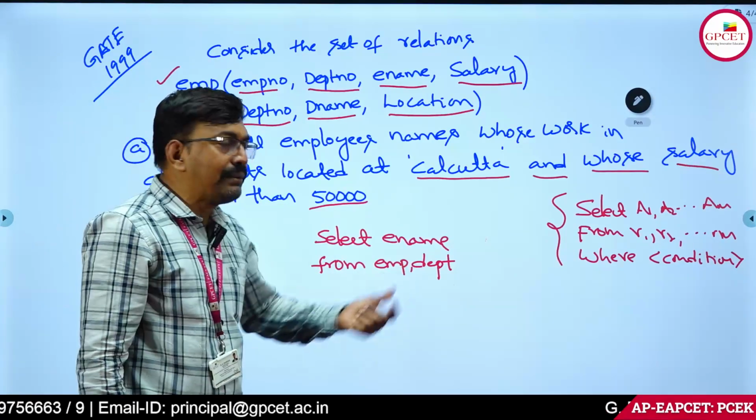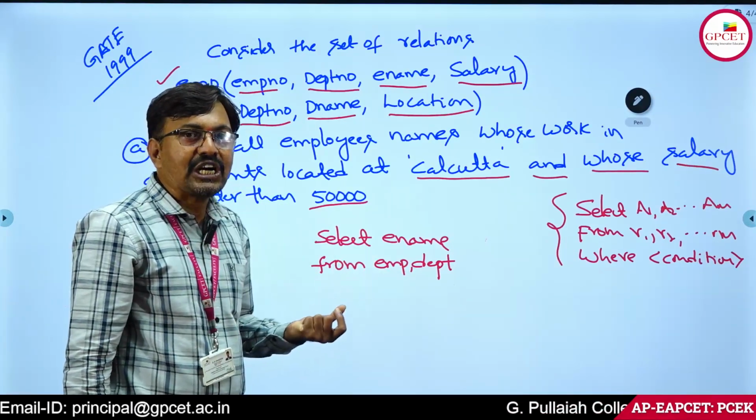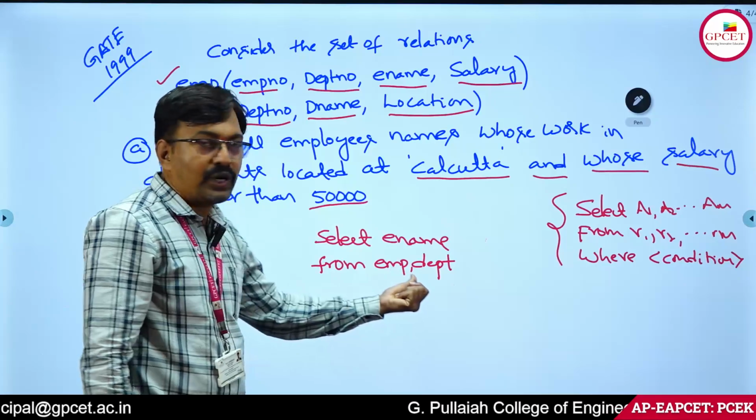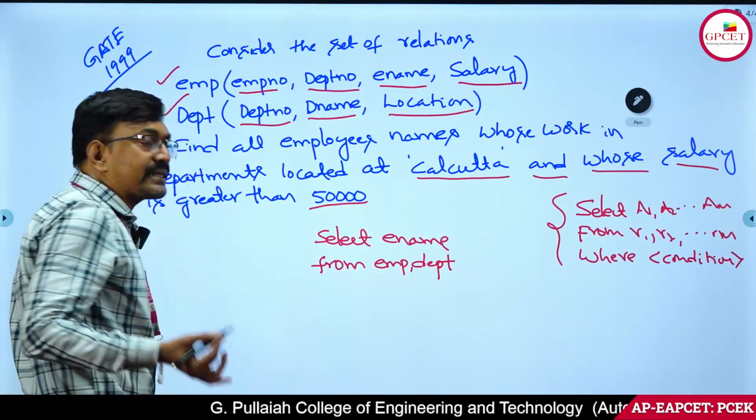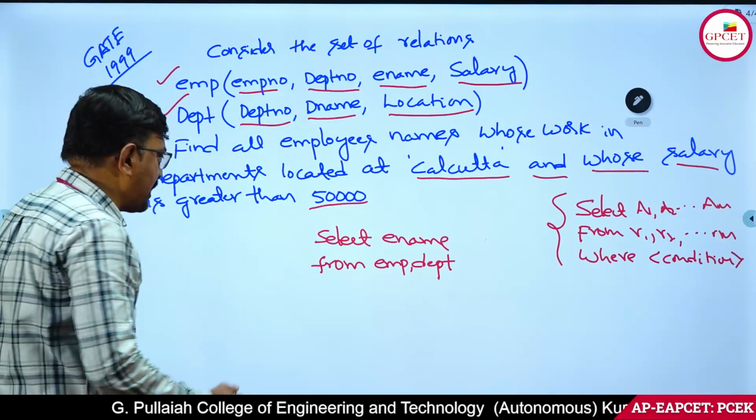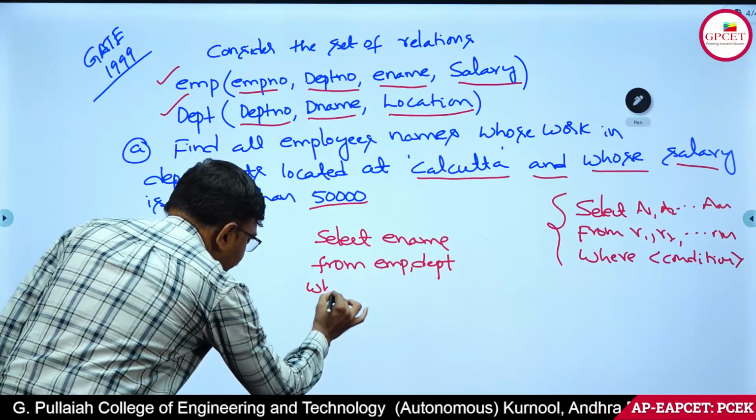What is the FROM EMP, department? The internal operation is a cross product. I think you are familiar with that cross product. Cross product plus condition is nothing but a join operation.